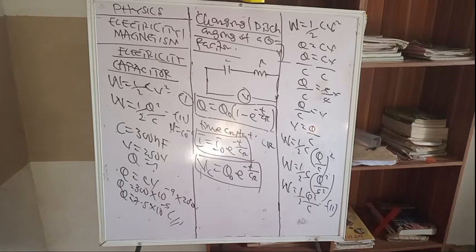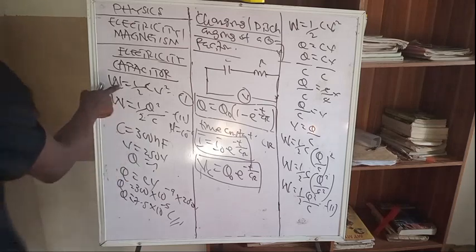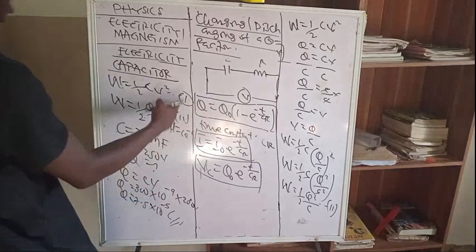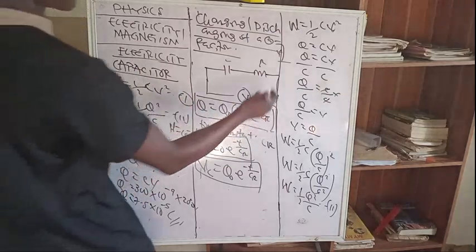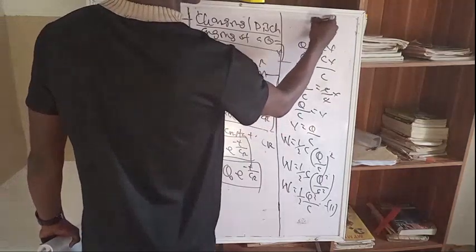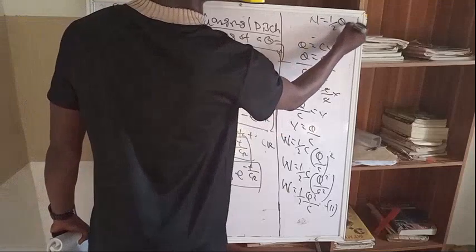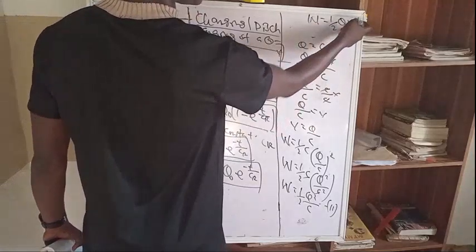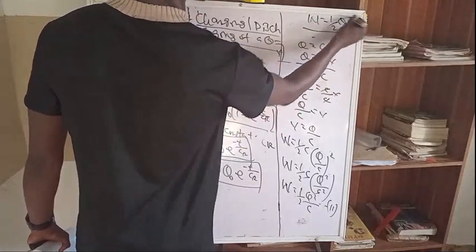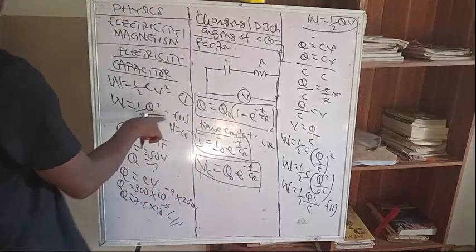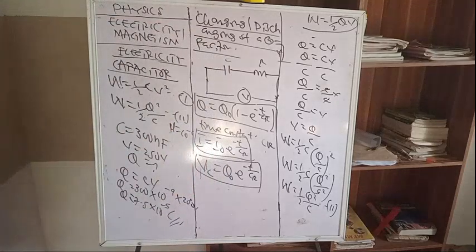Okay, then once that is gotten, let's look at the other value. Meanwhile, I forgot to tell you that aside from 1 over 2 CV squared, you can have 3 equations for the energy stored in the capacitor. Let me write them somewhere so that you remember. You can also use 1 over 2 QV, because Q is CV, so you now have CV squared. So 1 over 2 QV, 1 over 2 CV squared, and 1 over 2 Q squared over C. So that is what we have.